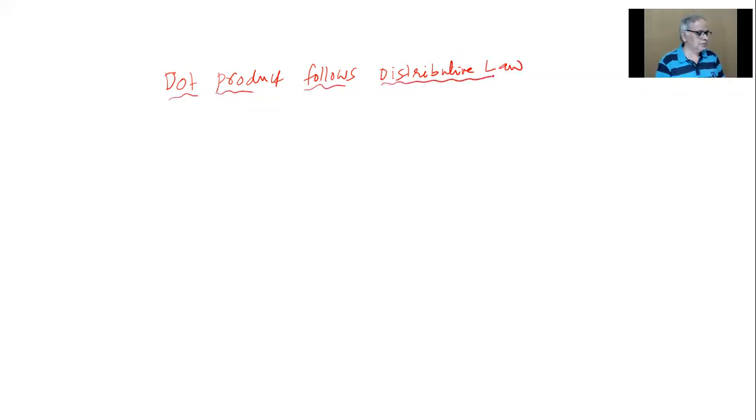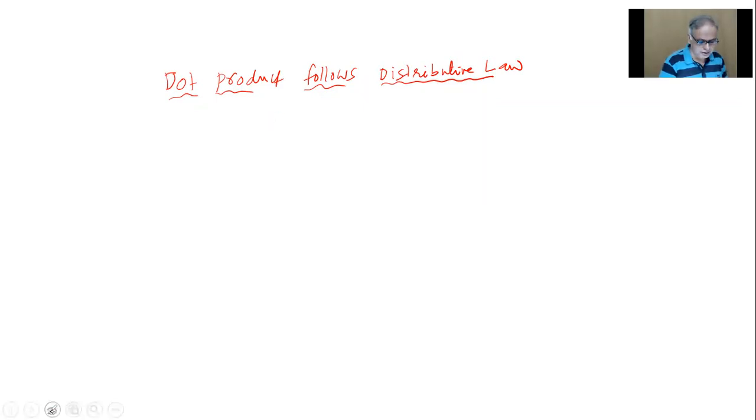Hello, children. Can you tell me what is this distributive law? In this case, distributive law means multiplication. For example, multiplication of A into B plus C, that is AB plus AC. That's right.